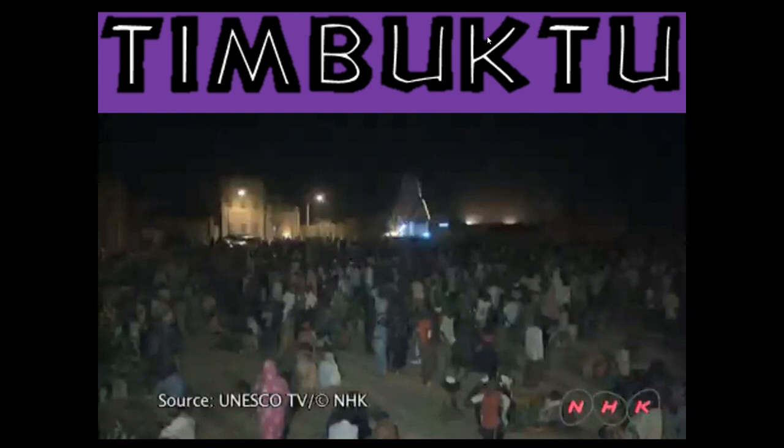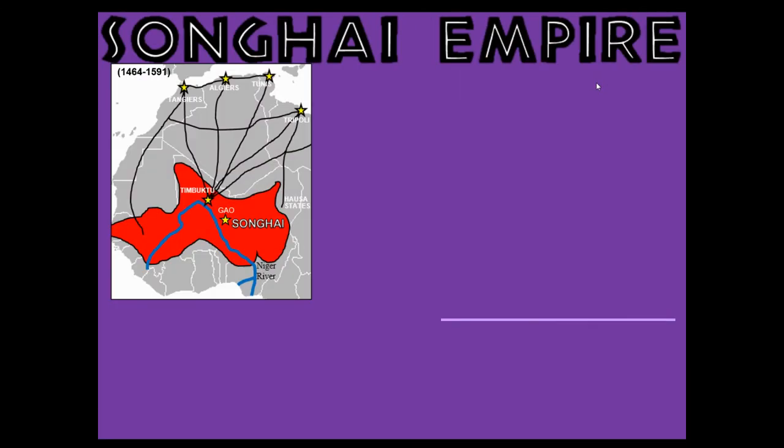All right, so taking a look at Timbuktu right there, that is an influence of what it looks like today, but also the history of it as well. All right, so next up, we're going to look at who replaced the Mali Empire, which was the Songhai.